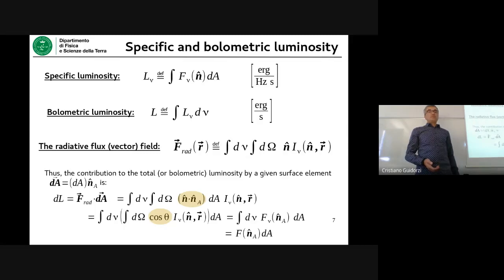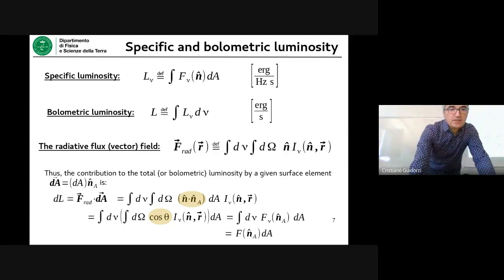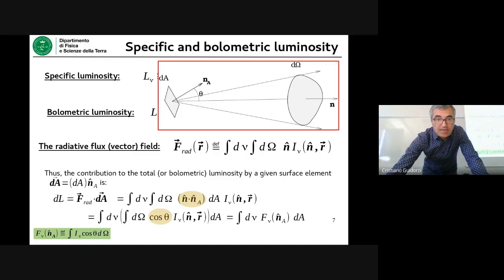Okay? So another way to express this: dL is the energy per unit time coming out in that direction that I showed you before. So dL is just how much energy is crossing this surface element per unit time. Mind that it could also be negative. If it is negative, it means that the net flux is in the opposite direction with respect to the direction of the surface element, okay? So the sign here has a meaning.